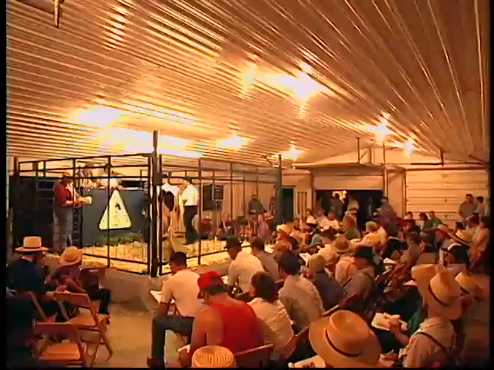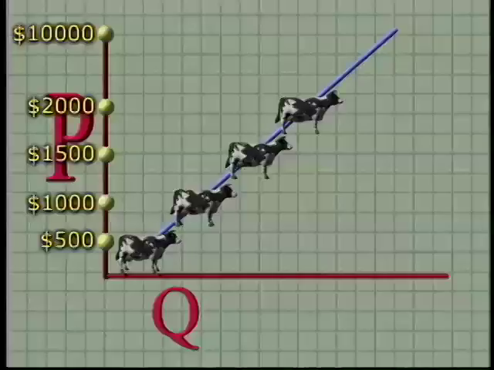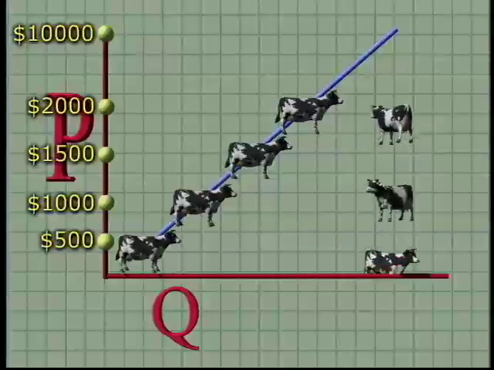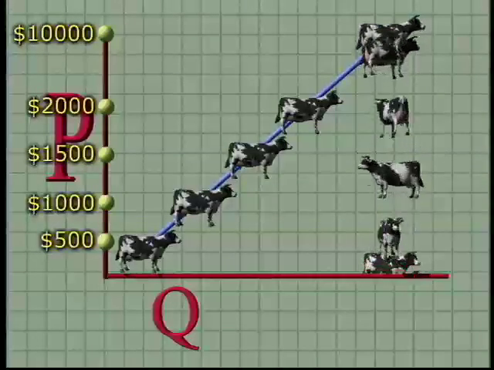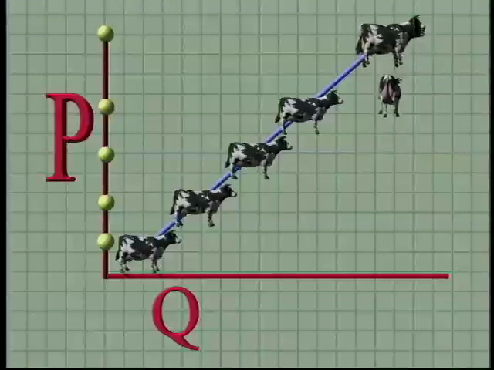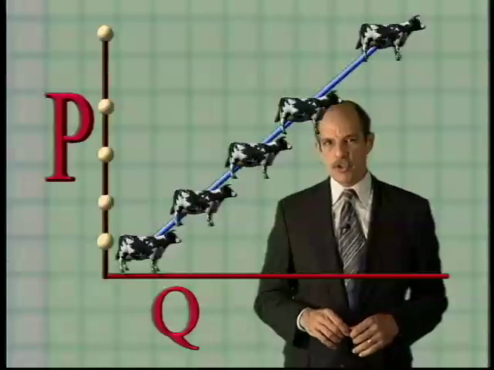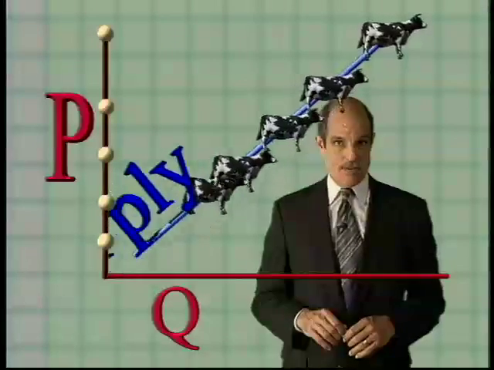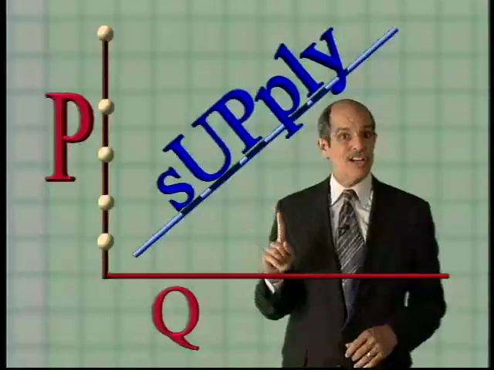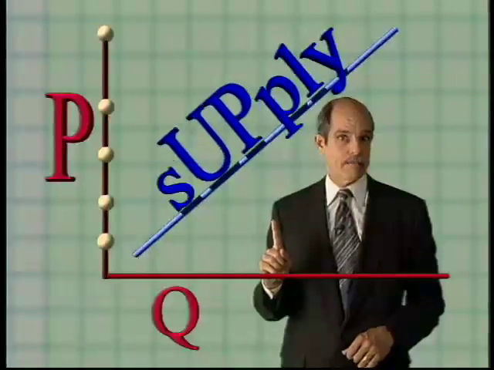And finally, imagine that the bidding is utterly out of control. I don't know, $10,000 a head. In which case, tons of cud chewers would fly to market. If the price reached $10,000 a cow, I'd sell everything I own and I'd retire. That's the classic supply curve. And for drawing it from scratch, here's another little time saver. Supply goes up. Supply. But of course, that's only half the story.